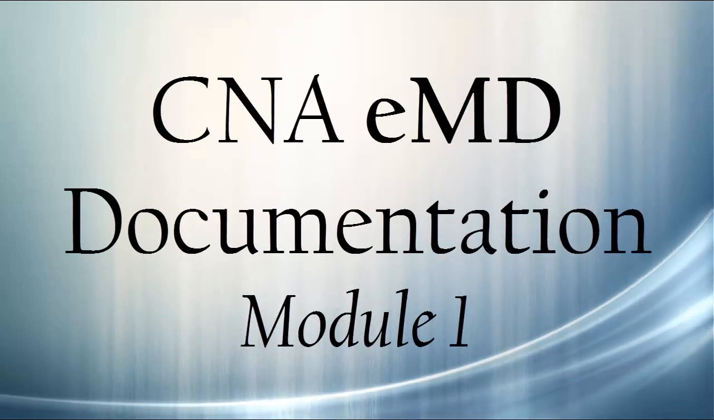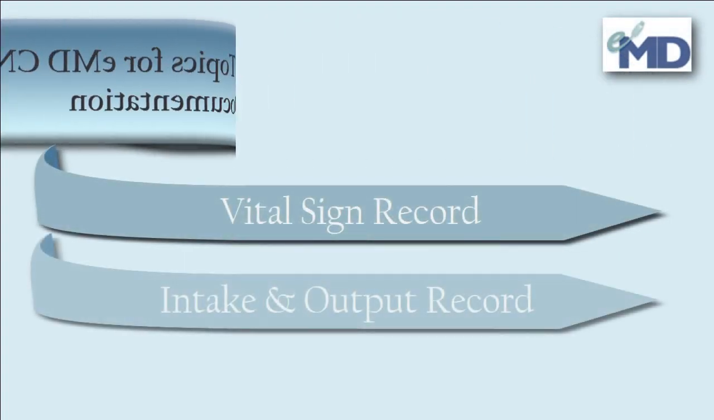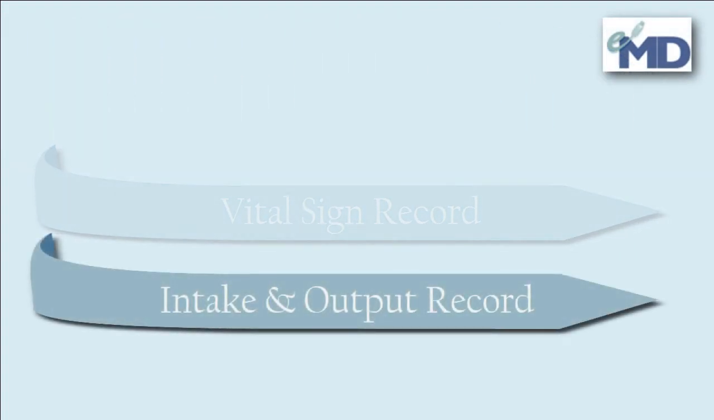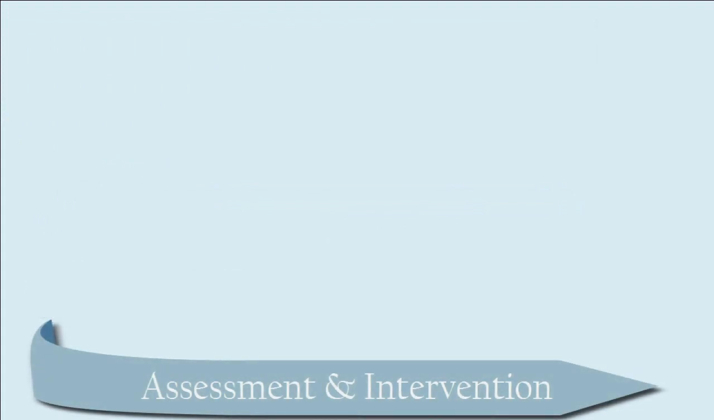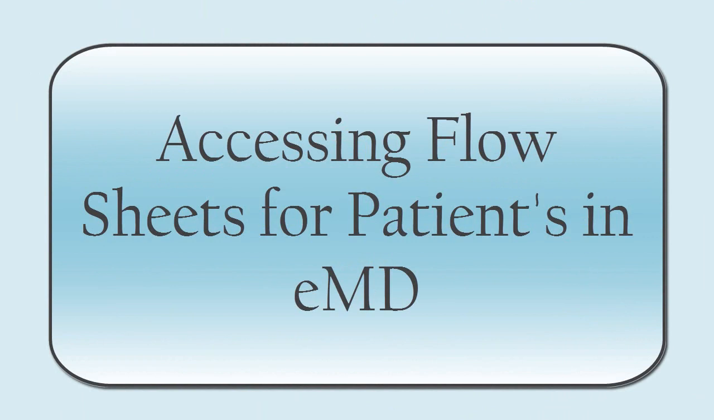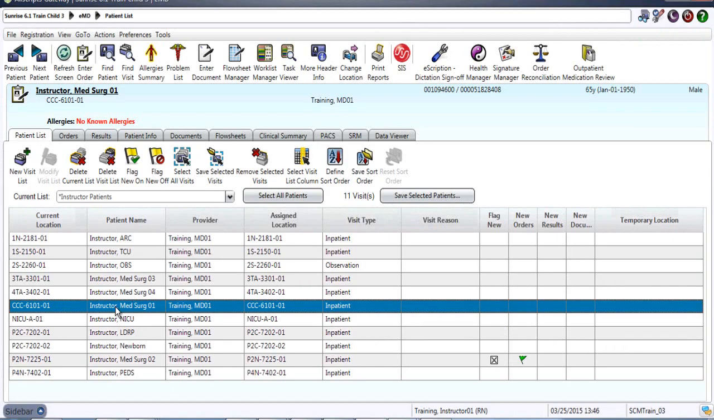This is Module 1 and will include 3 modules that will cover documentation to the following flow sheets: the vital signs record, the intake and output record, and the assessment and intervention flow sheet. After you successfully log into eMD, you will need to access your patient's flow sheet for documentation. You will do this by choosing your patient from your current list and single-clicking on their name.